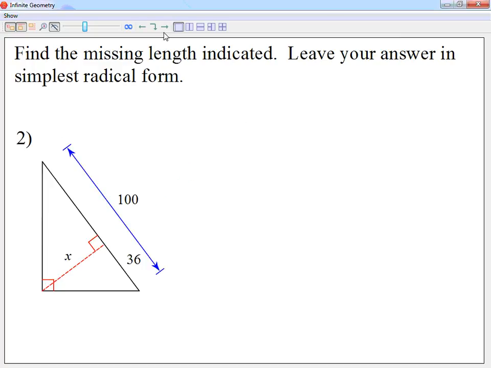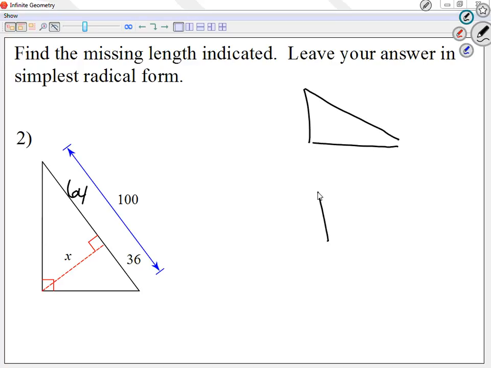Looking at question number 2, I'm going to say this remaining side here is 64, because remember, the whole thing is 100. I take away 36, so the remaining side is 64. Let me draw my 3 different triangles. I'm going to have a small one, a medium, and then a large triangle.